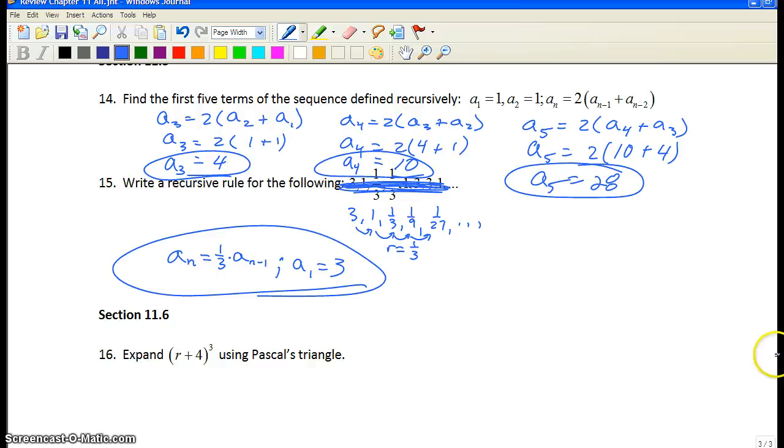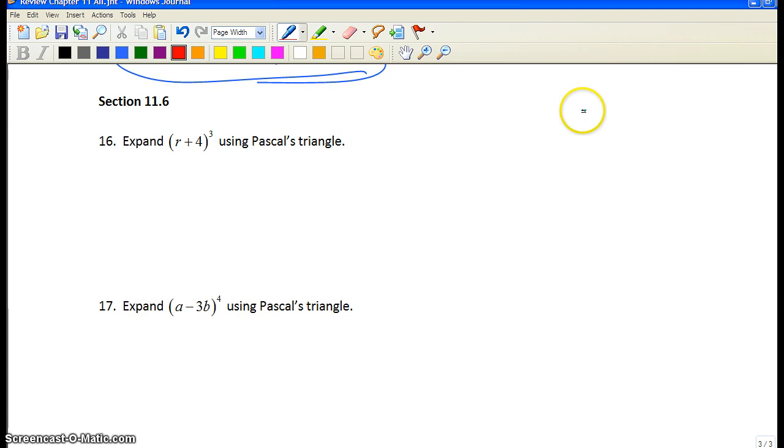All right, expand using Pascal's triangle. Pascal's triangle, guys, is just a fancy sequence. And we walked through the generation of it, where you add those two numbers. 1 plus 3 is 4, 3 plus 3 is 6, 1 plus 3 is 4. We've got ones down the diagonals, and then in the middle we add up the two terms right above it, and that generates the next list on the triangle.